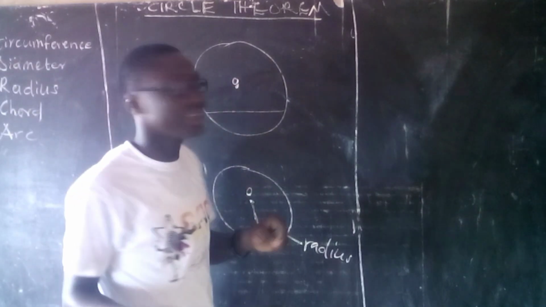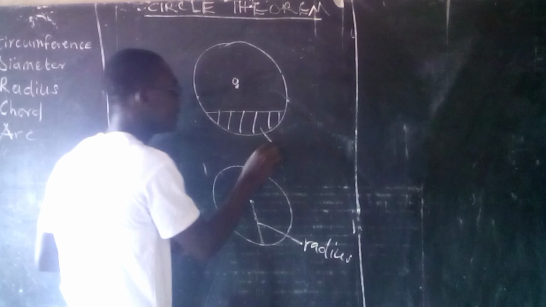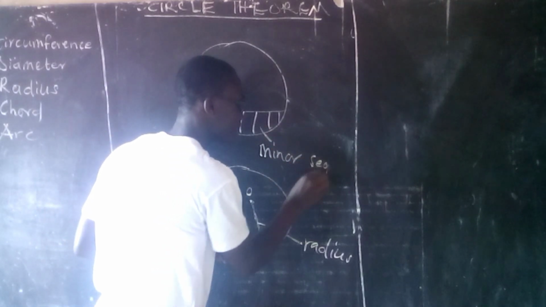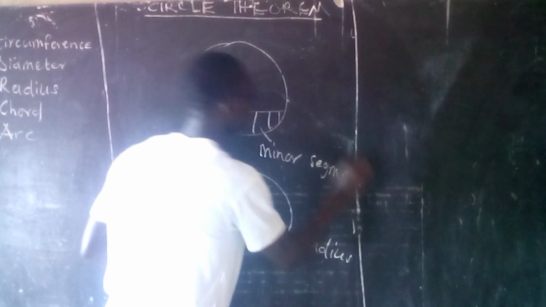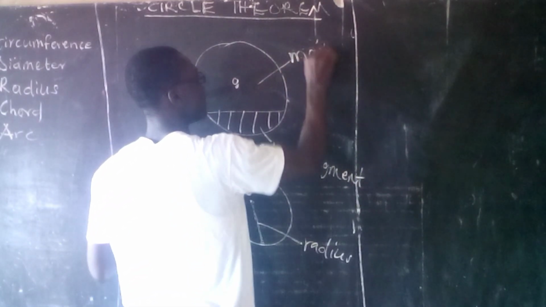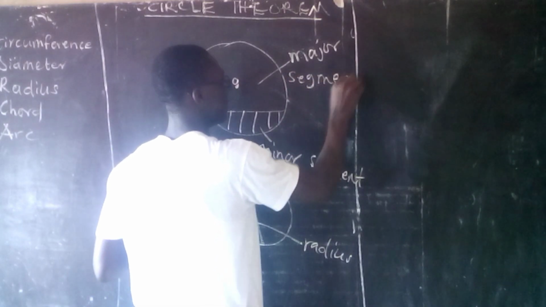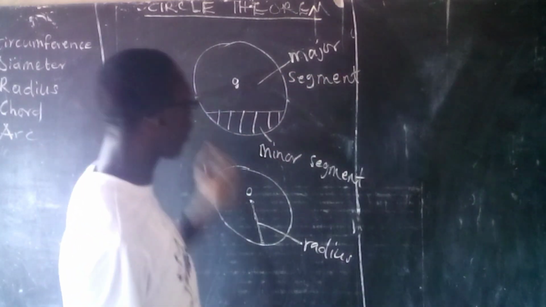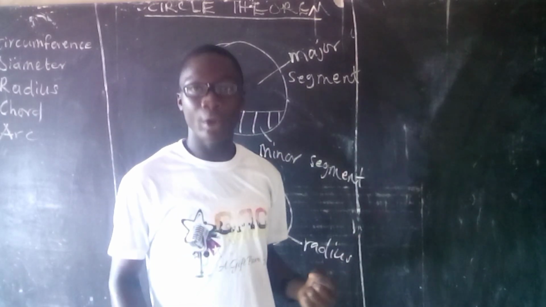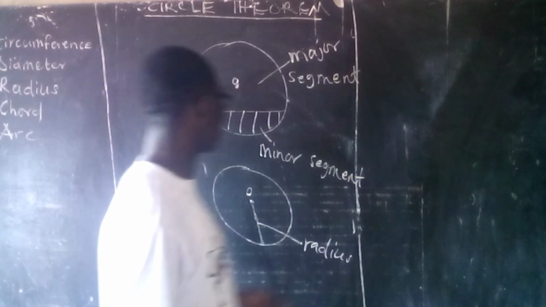The smaller segment is called the minor segment. And this bigger segment is called the major segment. So we have the major segment and the minor segment. So the chord divides the circle into two segments, which are the major segment and the minor segment. Yes. Now let's continue.